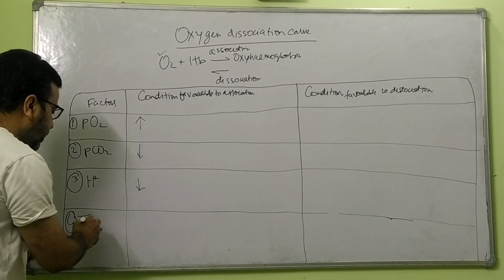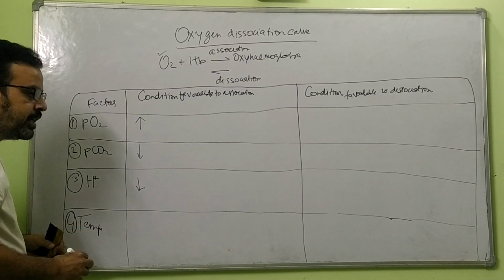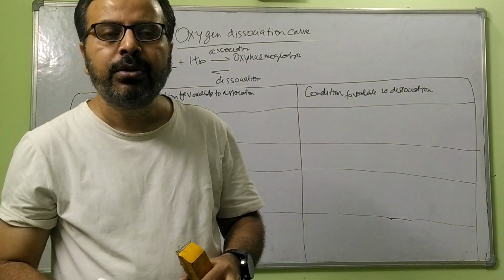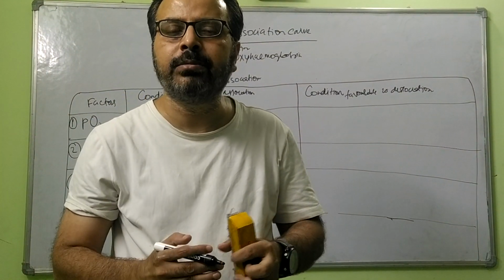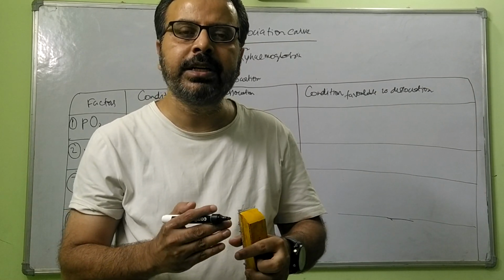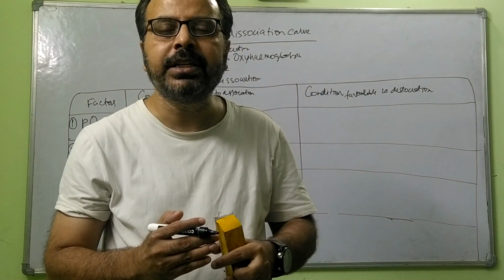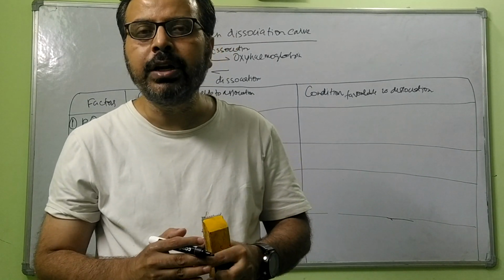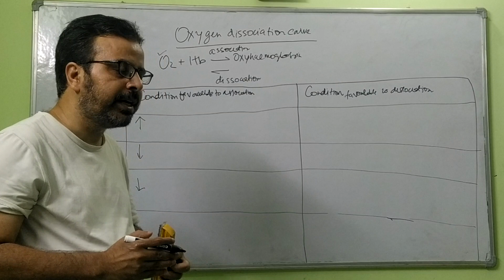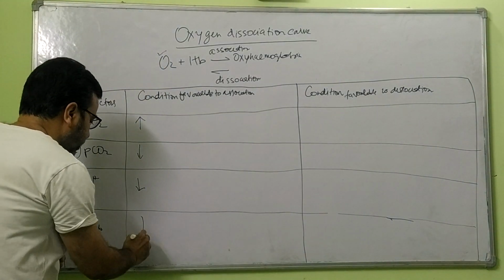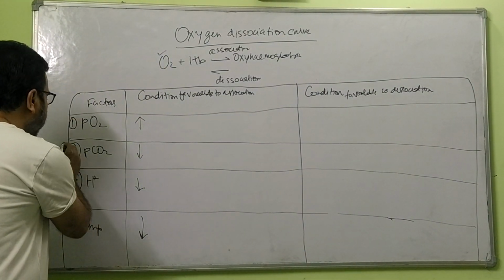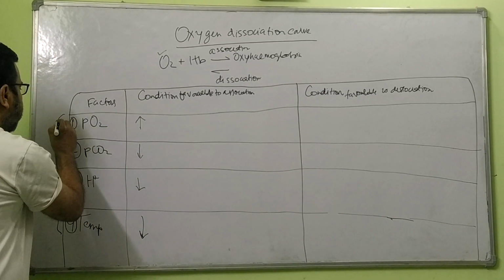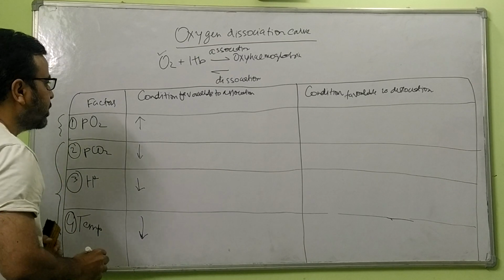The last factor is temperature. High temperature will lead to dissociation of oxygen from hemoglobin, because increased temperature gives kinetic energy to oxygen and it will dissociate. So low temperature is the favorable condition for association. So these three factors are actually interfering factors with association, and this one is the promoting factor for association.